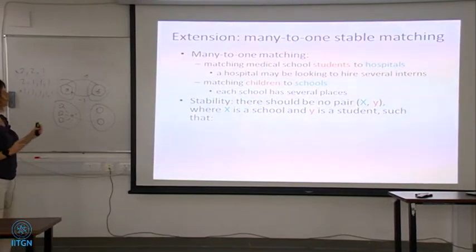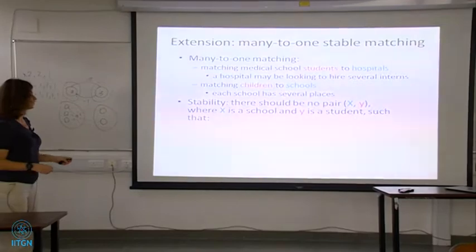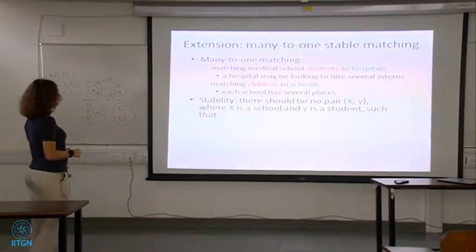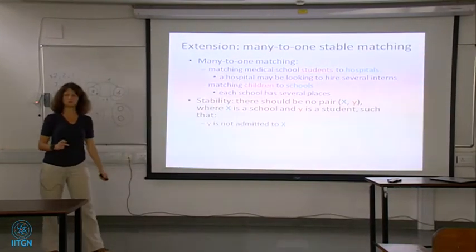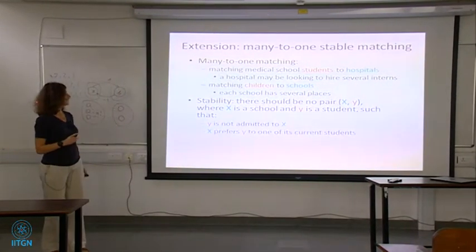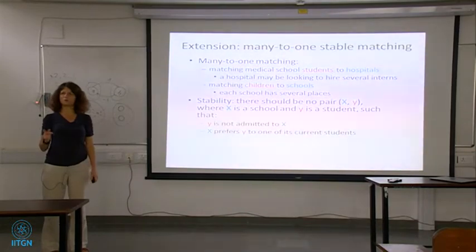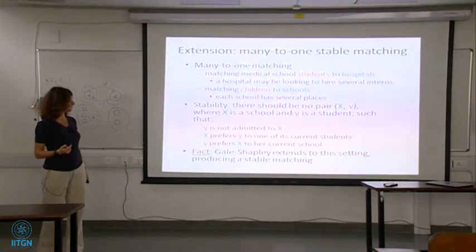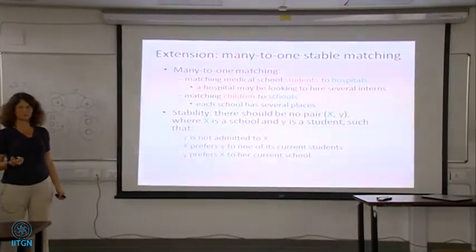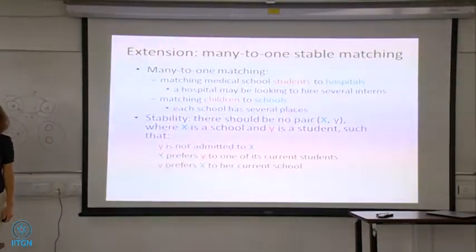Well, there should be no pair x, y, such that x is a school, y is a student, such that we have the following. Y is not admitted to school x, yet x would prefer y over one of its current students, someone who was admitted, and y prefers x to her current school. That would be an example of instability.